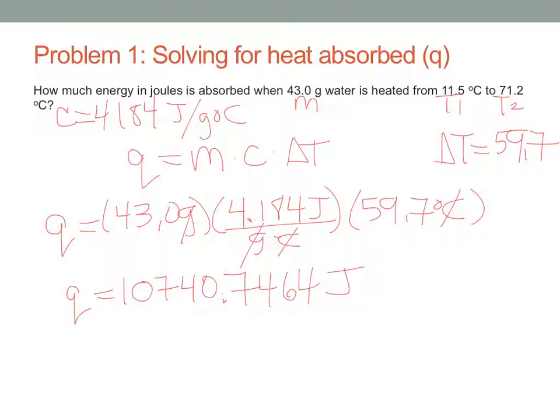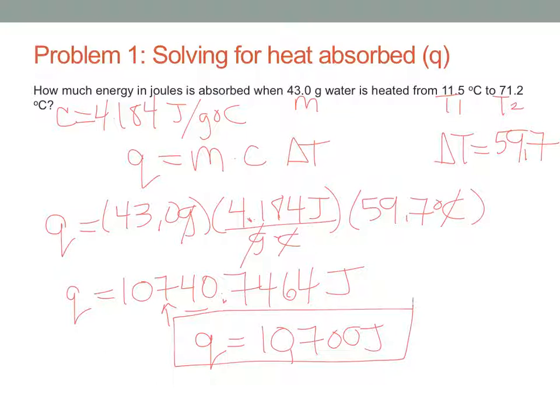Now we have to look at sig figs. And it looks like we're working with 3 sig figs, so we're going to look at our third significant digit here, which is a 7. Number after it is a 4, so we don't have to round up, we leave it alone. So our Q then is going to be 10,700 joules, and we'll put a box around it so the world knows.